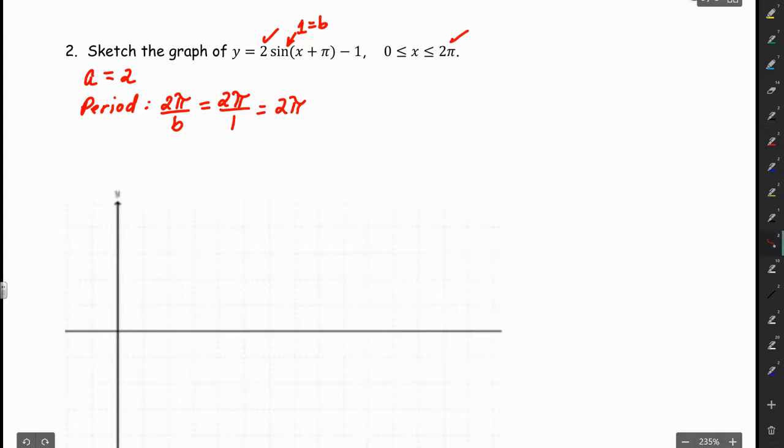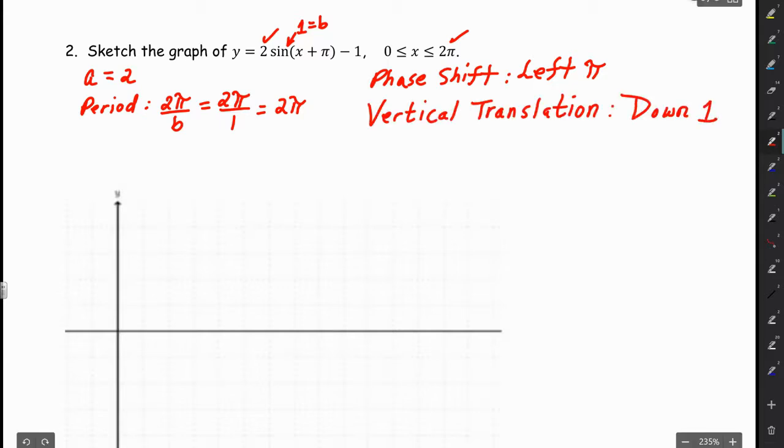We do have a phase shift. We are moving this whole function left pi. And lastly, we have minus 1, which means we have a vertical translation down 1. And the vertical translation tells us we have a center at negative 1. So we've taken care of this, and we've taken care of this.